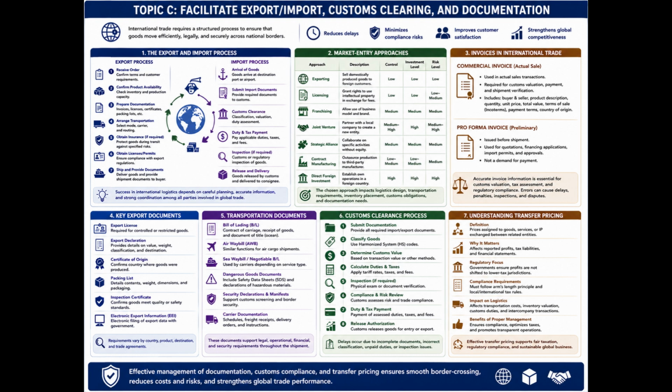International trade requires a structured process to ensure that goods move efficiently, legally, and securely across national borders. Organizations participating in global commerce must coordinate transportation, documentation, customs compliance, financial transactions, and regulatory requirements throughout the export and import cycle. The export process typically begins with receiving an order, confirming product availability, preparing documentation, arranging transportation, securing insurance when necessary, and obtaining required licenses or permits.